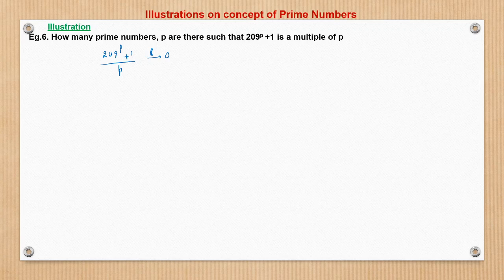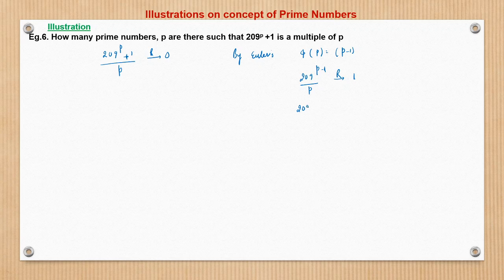So basically, see what we know. We can directly say this with Fermat's little theorem, or we can first apply Euler's. By Euler's, we know that phi of p is p minus 1. And 209 is co-prime to p. So 209 raised to power p minus 1 upon p, the remainder is 1, right?